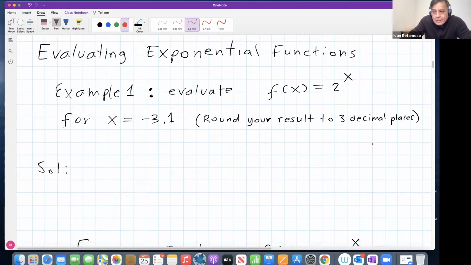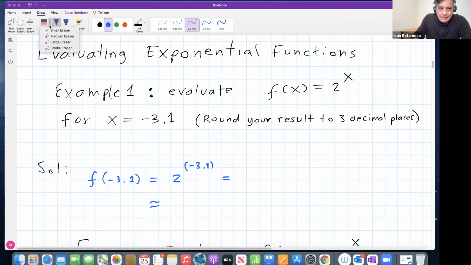Well, we're going to take our calculator, and simply we do this, right? They want us to evaluate our function at negative 3.1. So we take our function 2 raised to something, that something being negative 3.1, and we compute this in the calculator. Now, how do you get the approximate value of this in the calculator, rounding to 3 decimal places?